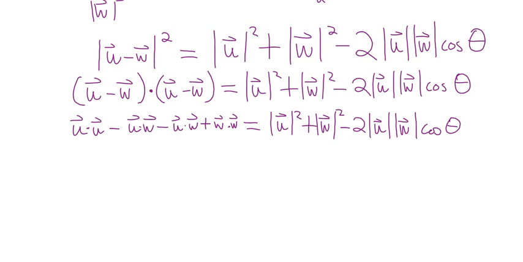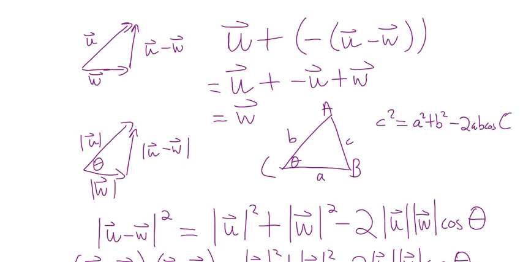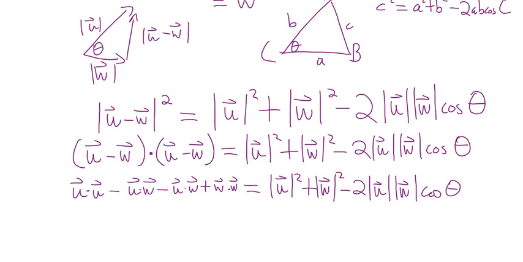What is U dot U? The magnitude of U squared. Which is why we kept it. So, magnitude of U squared minus 2 times U dot W plus magnitude of W squared.